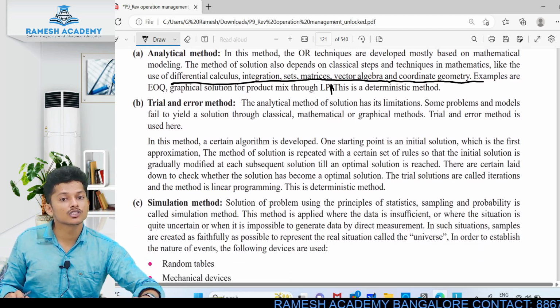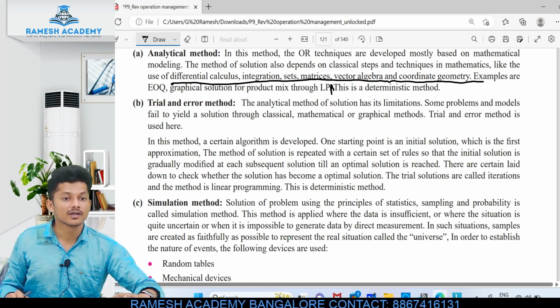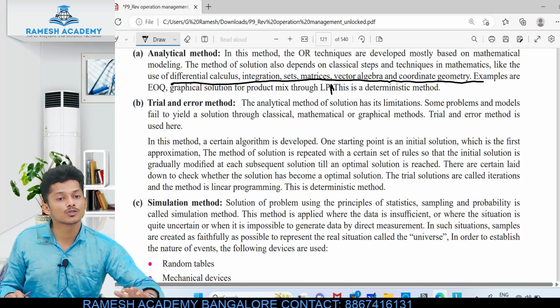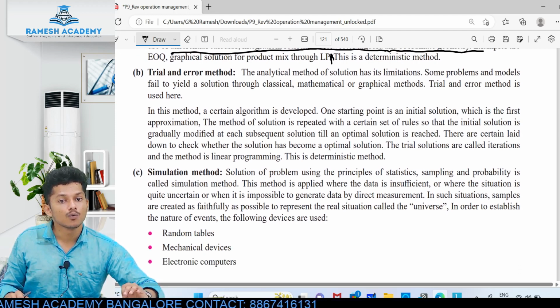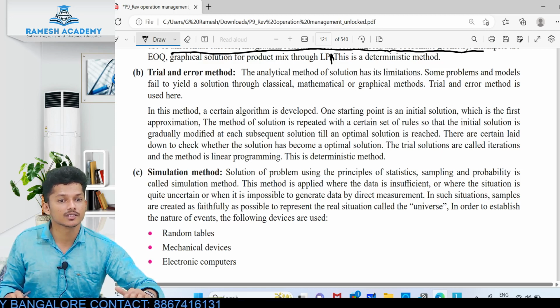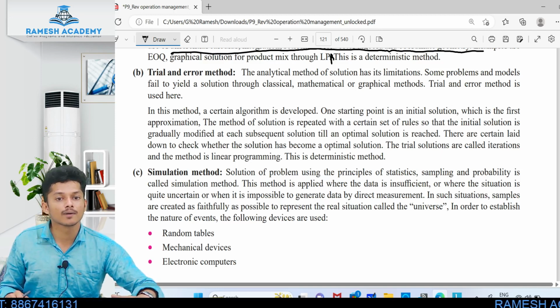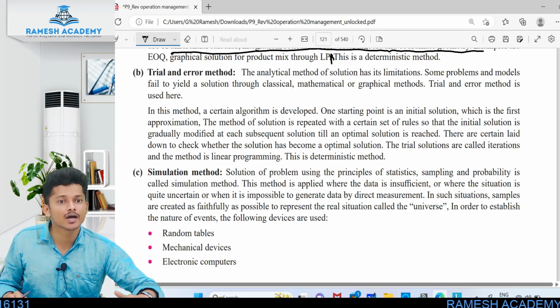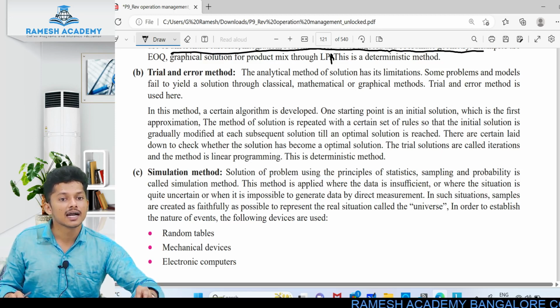Next one, trial and error method. The analytical method of solution has its limitations. Some problems and models fail to yield a solution through classical, mathematical or graphical methods. Trial and error method is used here. Wherever the mathematical methods fail to produce a solution, there we enter the trial and error method. In this method, a certain algorithm is developed. One starts with an initial solution, which is the first approximation. The method of solution is repeated with a certain set of rules so that the initial solution is gradually modified at each subsequent solution till an optimal result is reached. There are certain rules laid down to check whether the solution has become optimal. The trial solutions are called iterations and the method is linear programming.